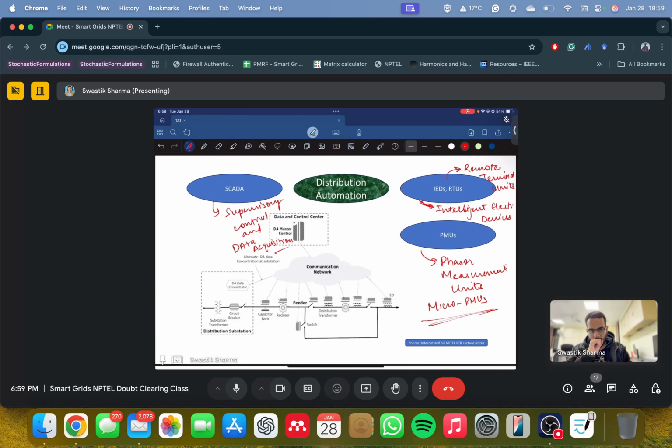All devices, all the relays are known as IEDs. Any protection relay you take, any manufacturer, Siemens, ABB, Areva, they all call it an IED. They are multifunctional devices. Switches, relays, everything is an IED. And they're time synchronized as well, but they don't transmit information.